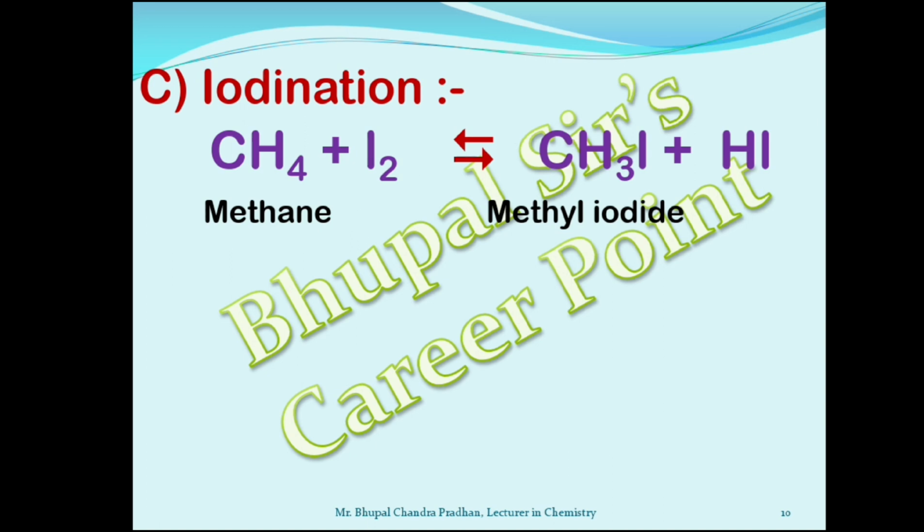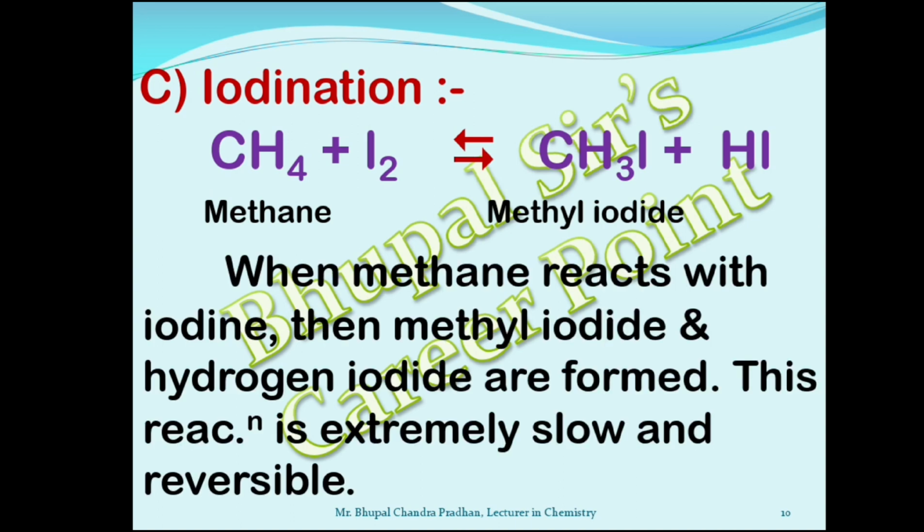But this reaction is not similar to chlorination or bromination. Because in case of chlorination and bromination, the reaction is only a forward reaction. Here the reaction is very slow and is a reversible process. So what you have to write down: when methane reacts with iodine, then methyl iodide and hydrogen iodide are formed. This reaction is extremely slow and is reversible.